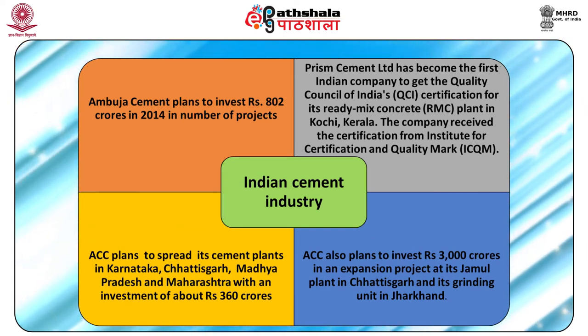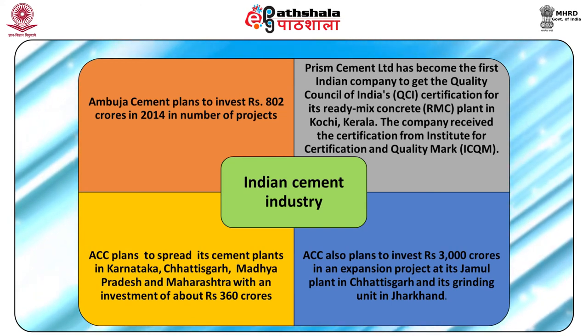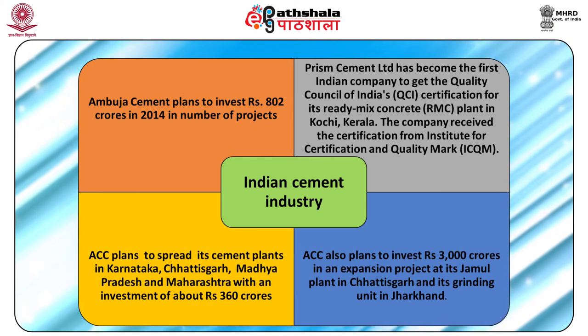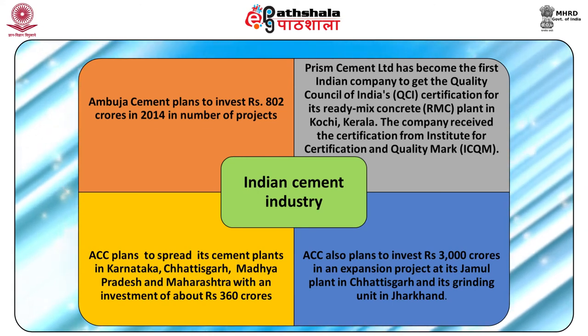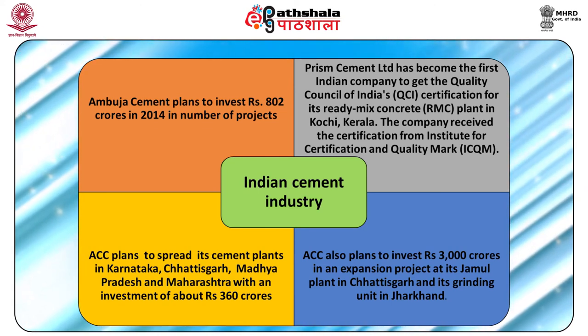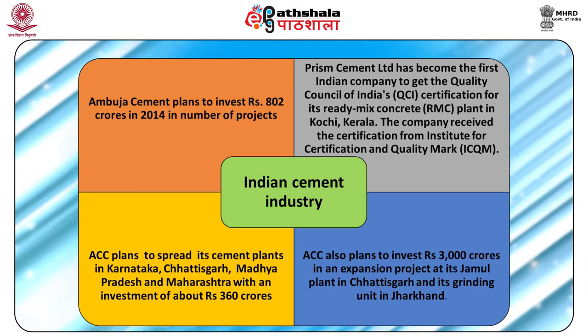ACC also plans to spread its cement plants in Karnataka, Chhattisgarh, Madhya Pradesh and Maharashtra with an investment of about ₹360 crores. It also plans to invest some 3,000 crore rupees in an expansion project at its Jamul plant in Chhattisgarh and grinding unit in Jharkhand.